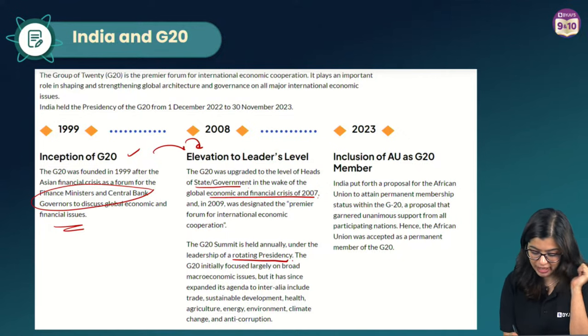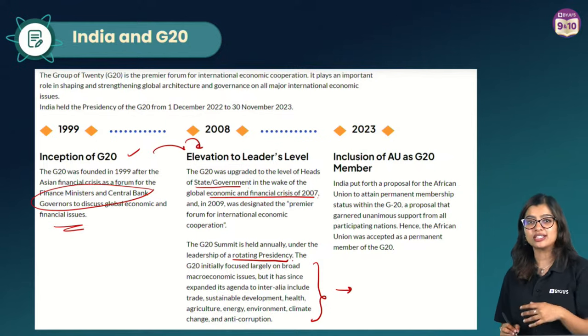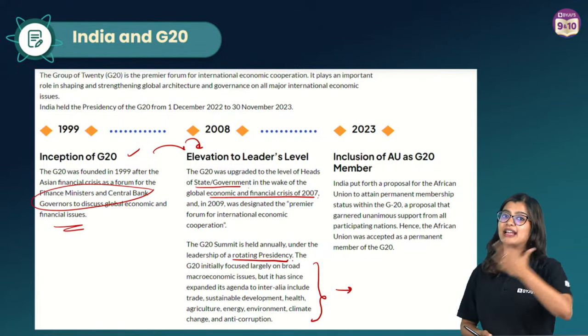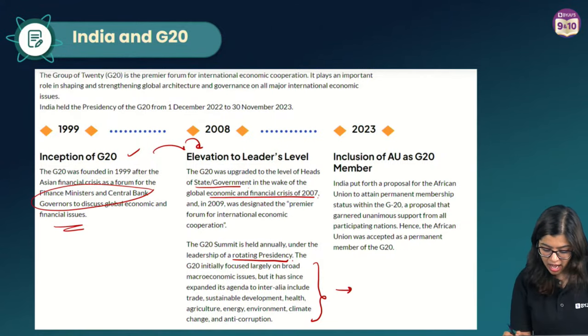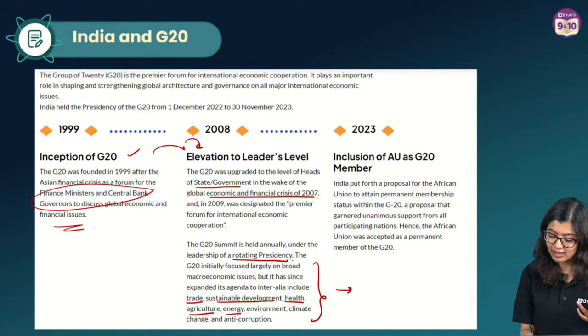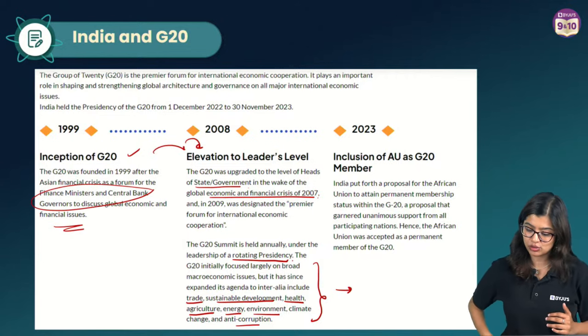Now, of course, over a period of time, what do they do? See, this is also going to give you an idea. They talk about macroeconomic situations, which means what are the economic things that are happening at a global level that can impact us, right? Along with that, they talk about trade, sustainable development, how we can improve health, agriculture, energy, environment, climate, anti-corruption, and so on and so forth.